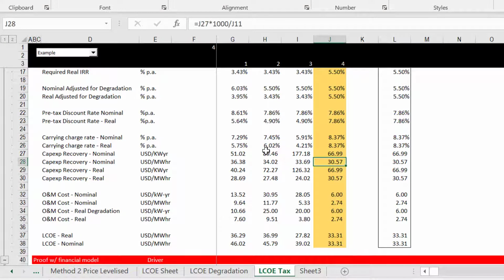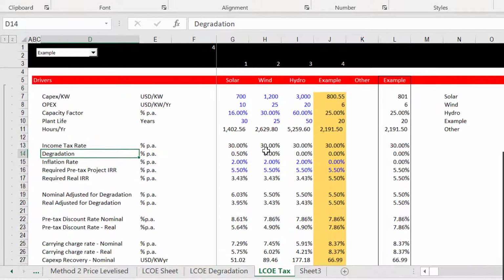And we're going to have to be a little bit careful as to which rate we use, which discount rate we use when we adjust these O&M costs. Okay, so it's all getting a little more complicated, isn't it?